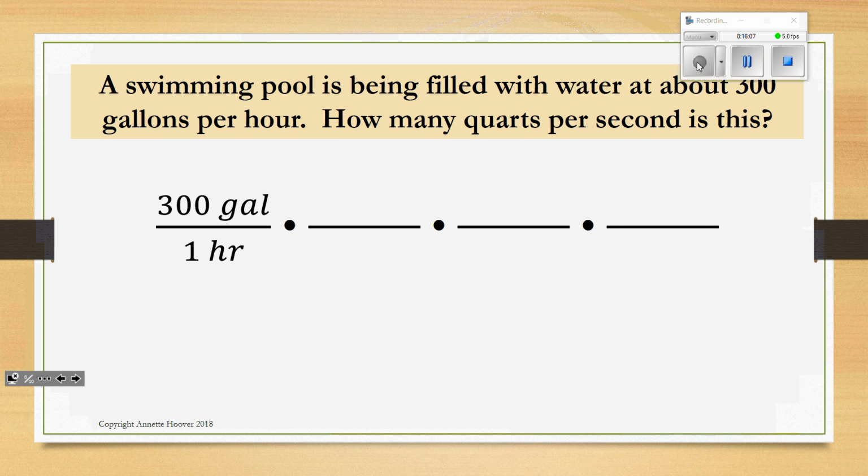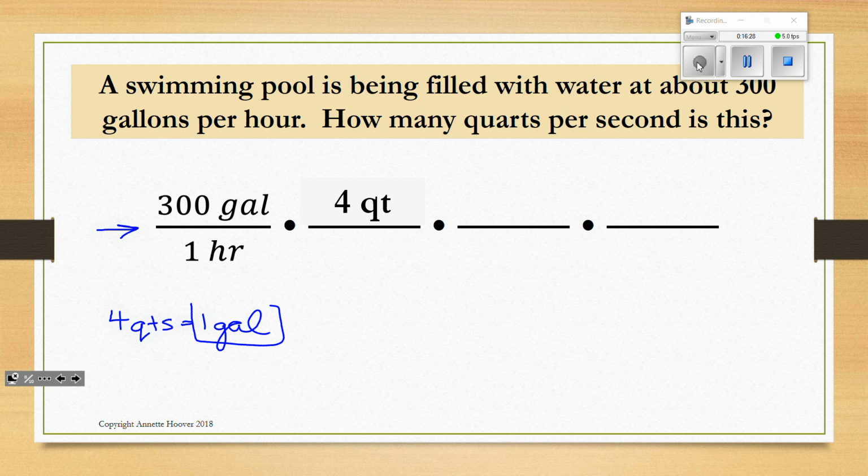A swimming pool is being filled with water at about 300 gallons per hour. How many quarts per second? 300 gallons per hour. Notice I set up as a ratio. Now we're going to convert gallons to quarts. What we know is that there are 4 quarts in 1 gallon. So these are the 2 parts that we're going to cut and paste. Gallons is on top, so we have to make sure that we put the 1 gallon on the bottom, and the 4 quarts on the top.